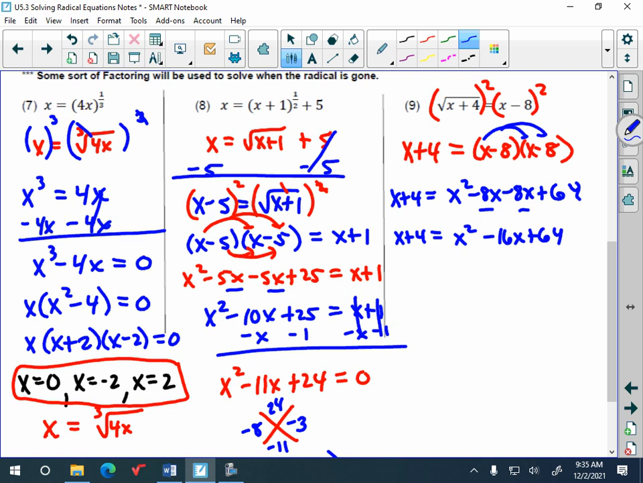All right, so then we can subtract the x over and subtract the 4 over. We want to keep x squared positive, so it's on the right side. We're leaving it on the right side. We're going to move everything from the left side over to the right side.